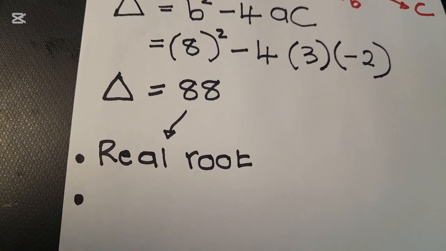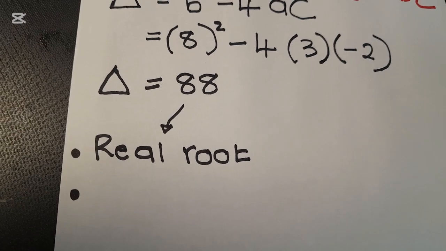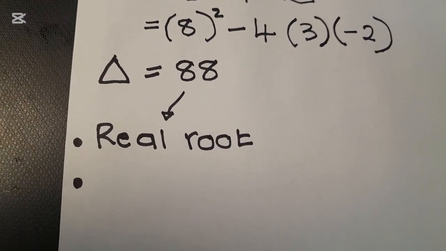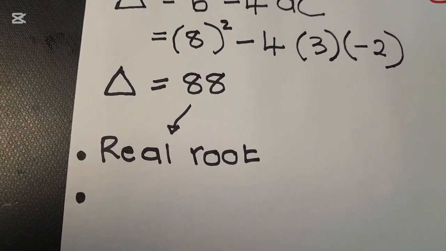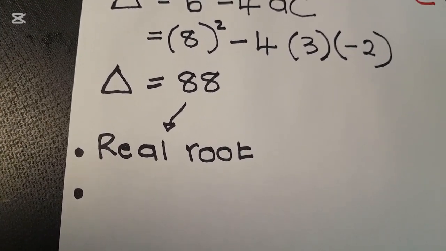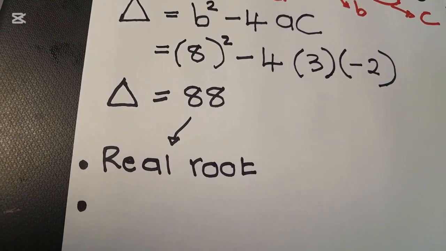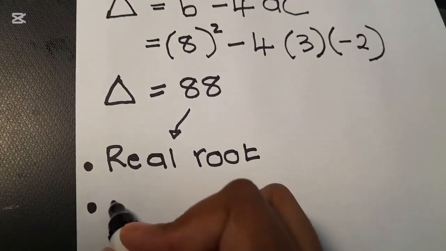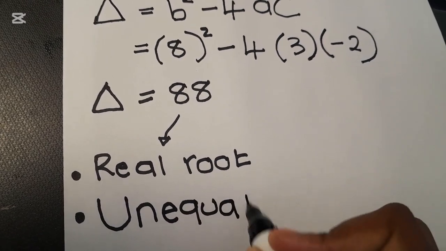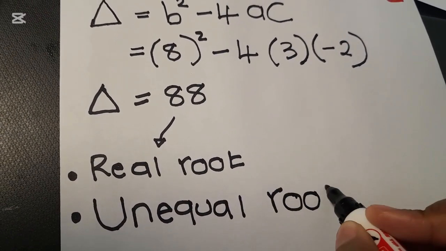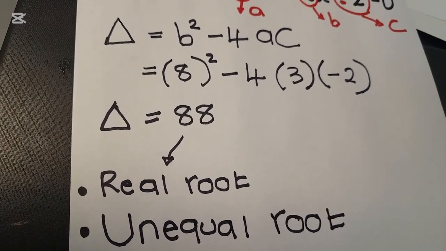Do you think our equation has equal or unequal roots? Judging from the fact that this 88, which is the number that we got here, is greater than 0, it's not equal to 0. It means that it's unequal. Our roots are unequal. Oh, interesting.